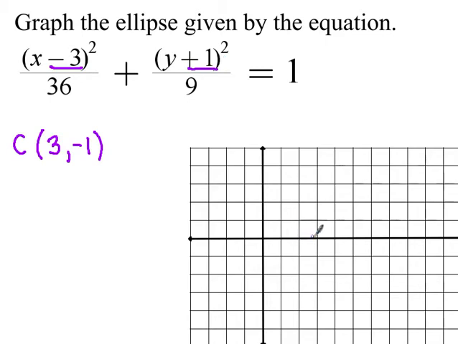So 3, -1. I'm going to come down here and plot that. I'm not going to use a dot because it's not a dot on the graph. I'm going to use a star. That's what I always use. You can do something else, but we don't want it to be a dot.